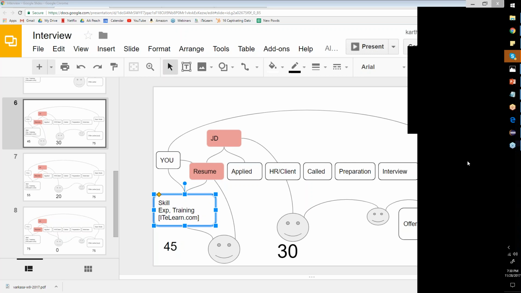Which certification in the current market is helpful? I don't know. I can't answer that. There are too many certifications.